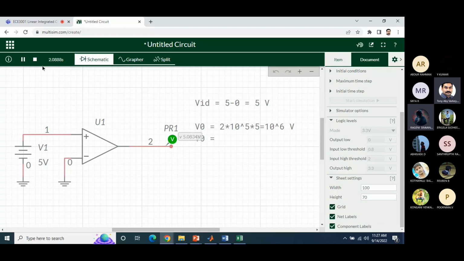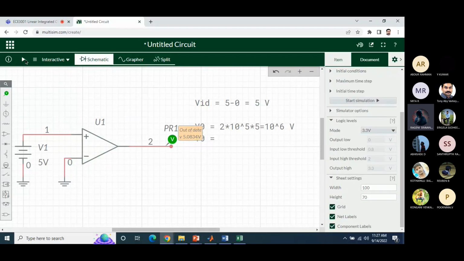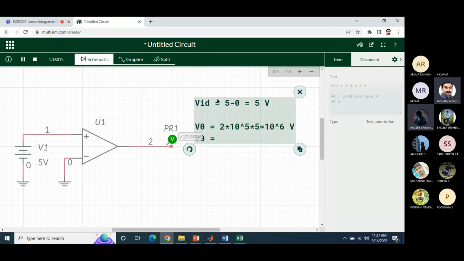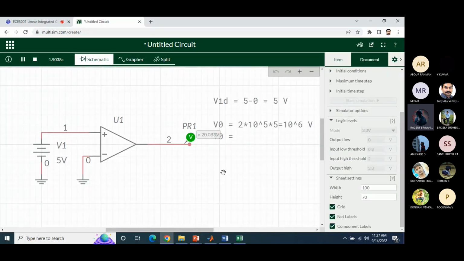Okay. Suppose again I am changing this to say 20 volt. 20 volt positive supply and minus 20 volt negative supply. So you can see that it will be near to 20 volt. Output will be near to 20 volt. Are you getting the idea? Understood?